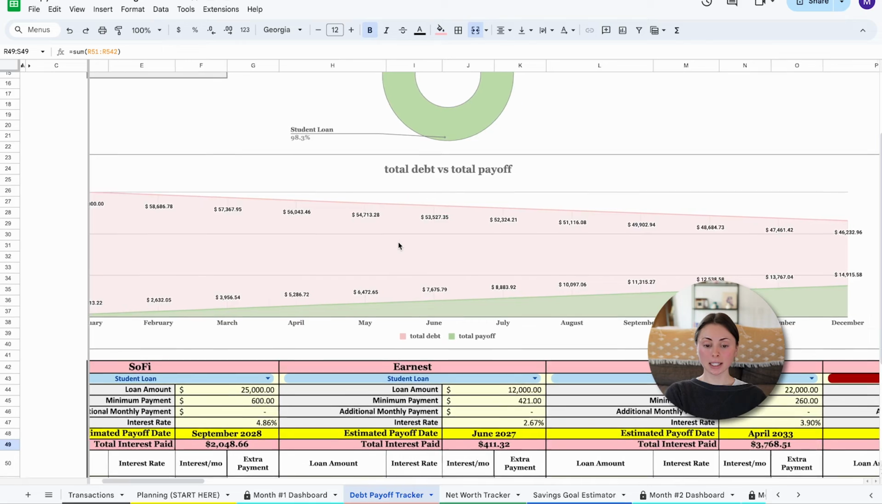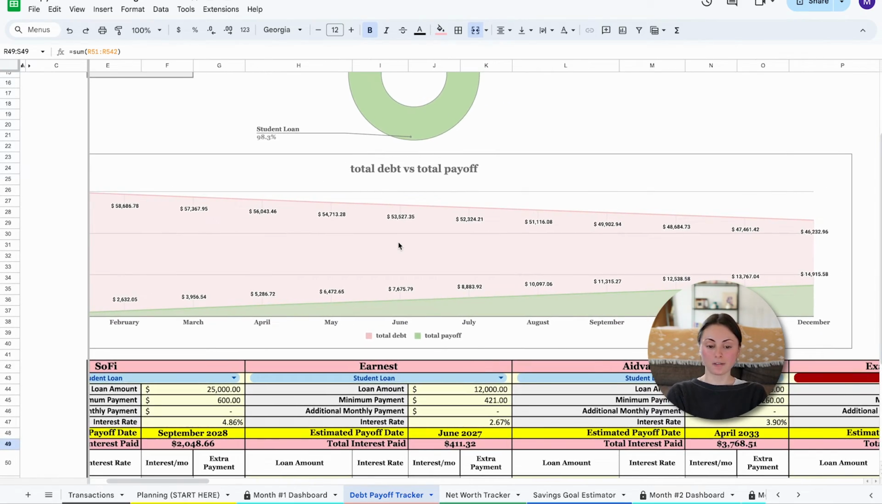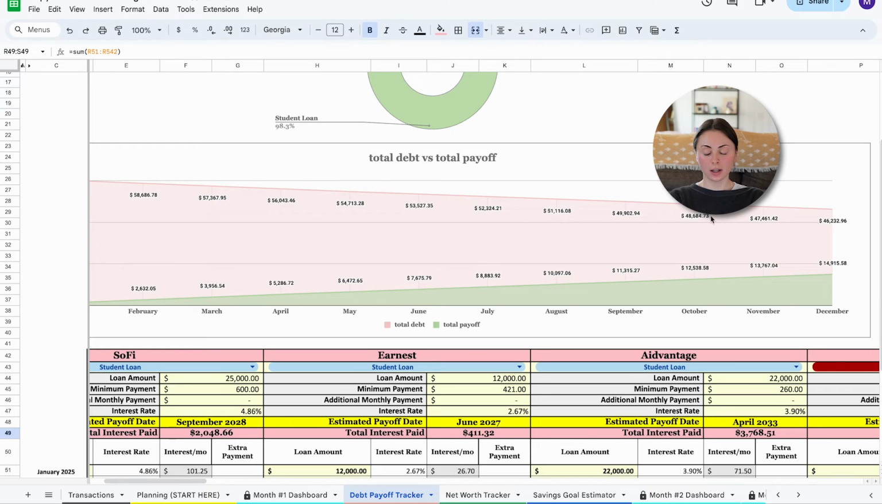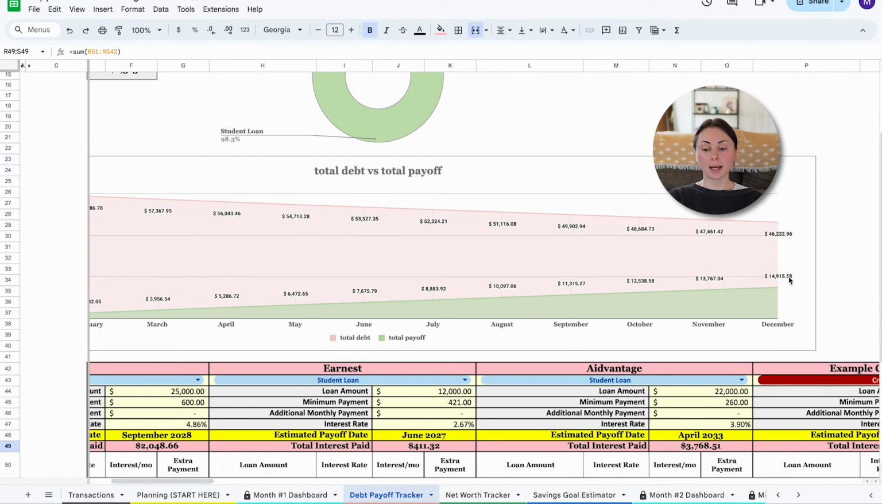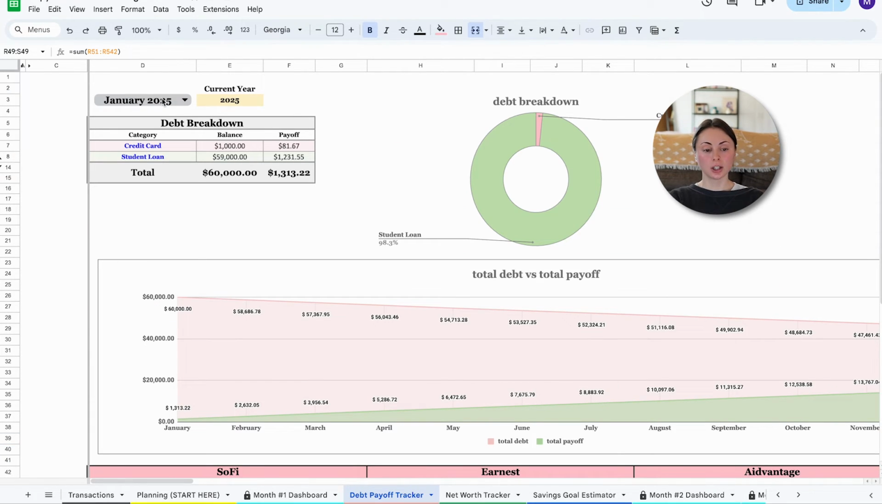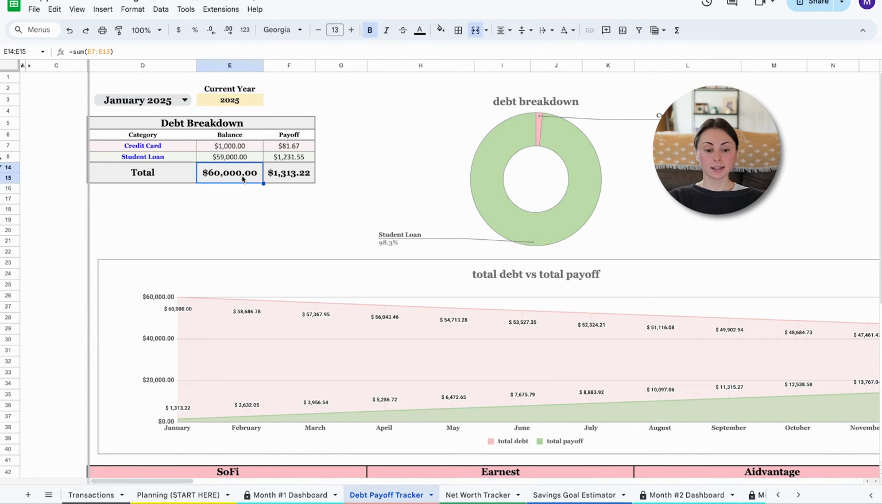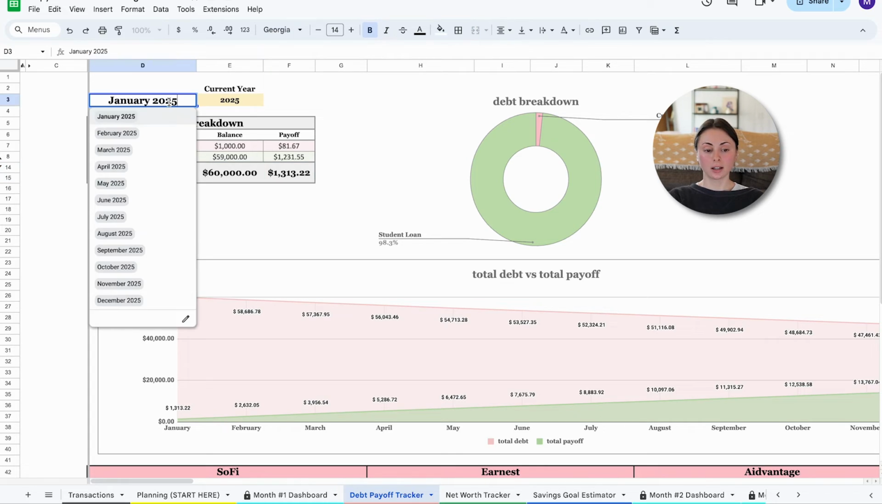And I can also see total debt versus total payoff. This is showing you the breakdown of how much debt you have by the end of the year and how much total you have paid off by the end of the year. If everything goes according to plan, I will have paid off almost $15,000 worth of debt and have about $46,000 left at the end of the year. And as you move through the months, you can update the month here to the next month. So you can see a breakdown of your balance, your total payoff that month, every single month.